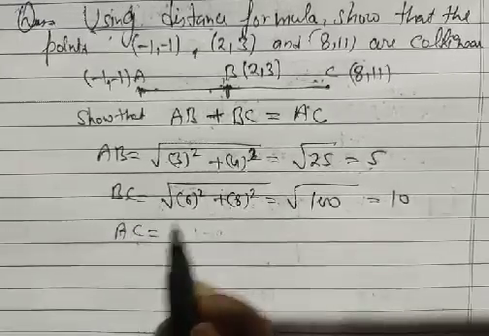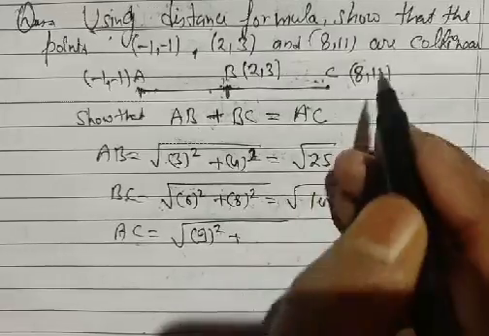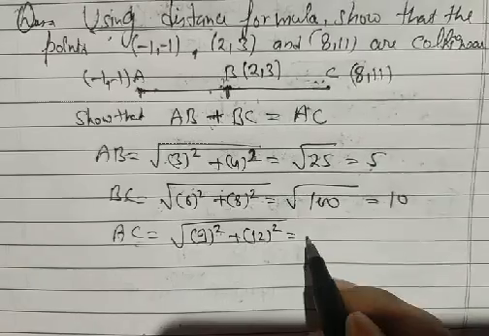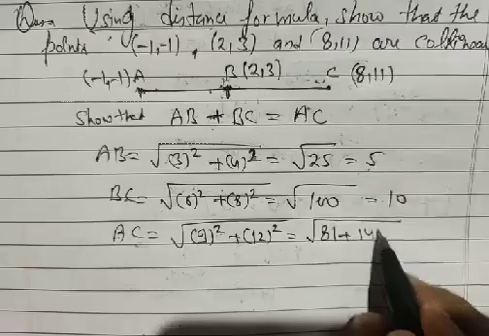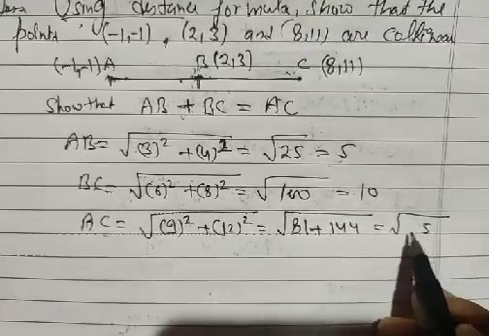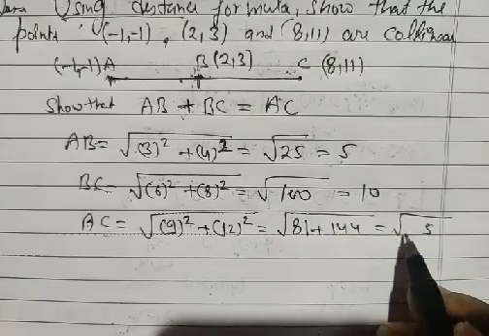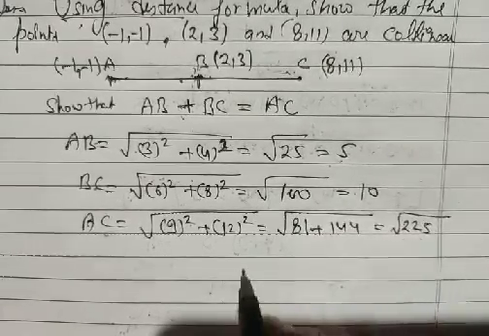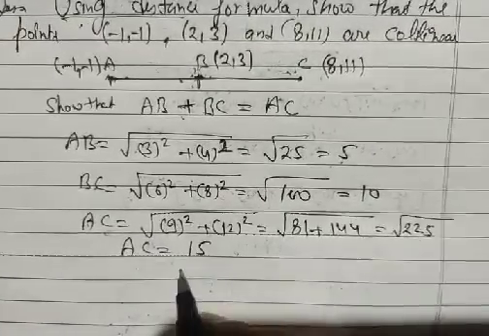Now we are going to find out AC. AC is what? 8 minus minus, plus 1, 8 plus 1, 9 whole square, plus 11 minus 1, 11 plus 1, 12 whole square. Then it's 81, and 12 square is 144. 81 plus 144 is 225. Then AC is what? Square root of 225 is 15 there.